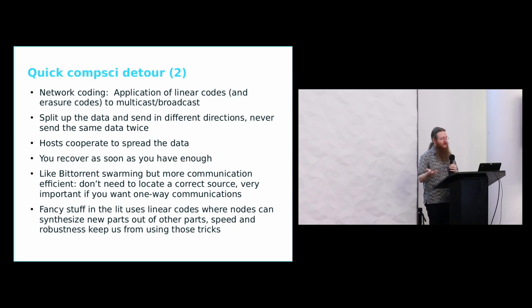For actual usage in BitTorrent, computational efficiency is more important. But for our block relay, we really don't want to have a lot of back and forth two-way communication. So we need to not know where sources are.